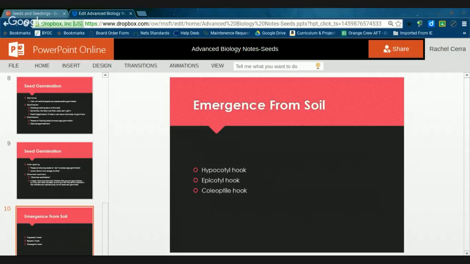So your epicotyl then is the first thing that emerges up on the top when you start germinating. And then your foliage leaves pop up, and really all you see is the foliage leaves and your epicotyl. You don't really see your hypocotyl and your cotyledon. Those would be below ground with your epicotyl hook.